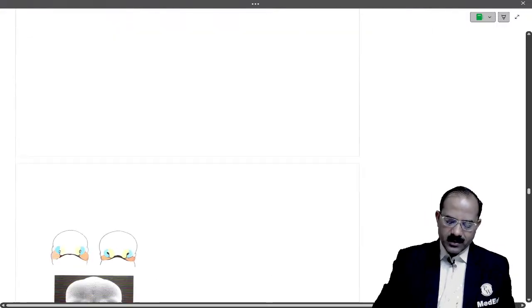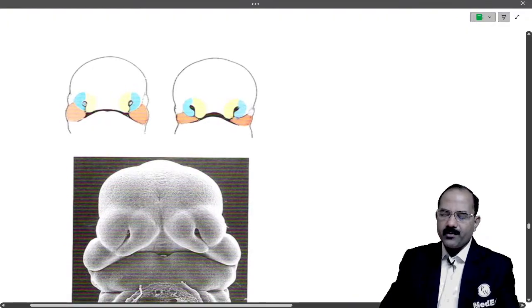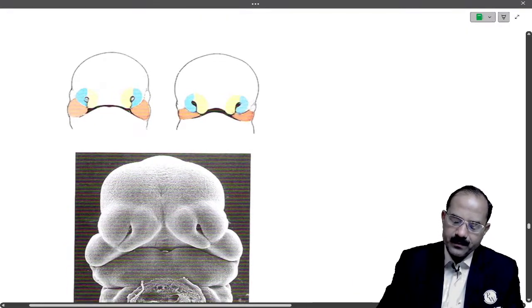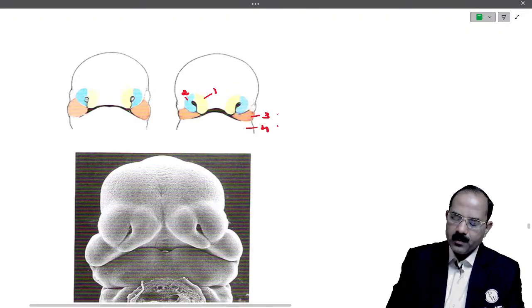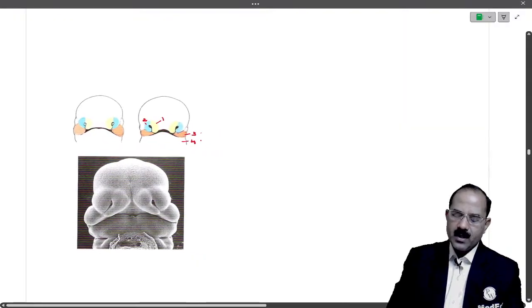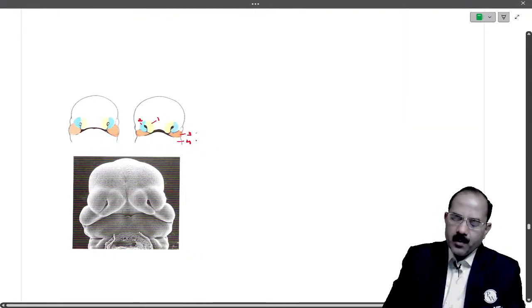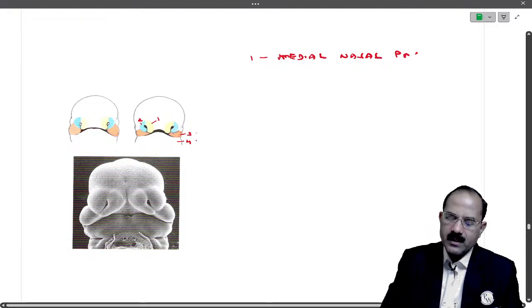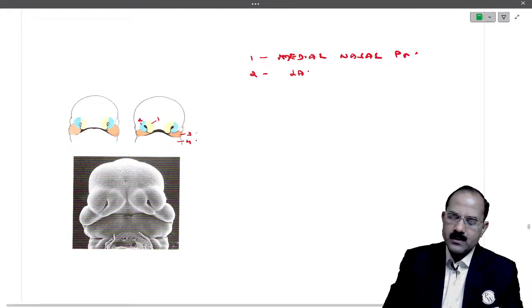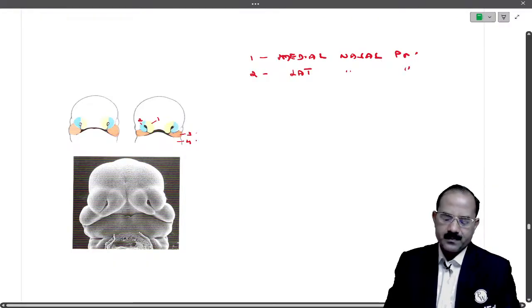Okay, I'll just tell you quickly this. Just tell me, I'll mark this for you. What is this number 1? What is this number 1? What is this number 2? What is this number 3? And what is this number 4? Can anyone tell me this? This is the development of face. Number 1 is medial nasal process. I can't tell you everything, but the main things I can tell you: medial nasal process. Number 2 is the lateral nasal process.